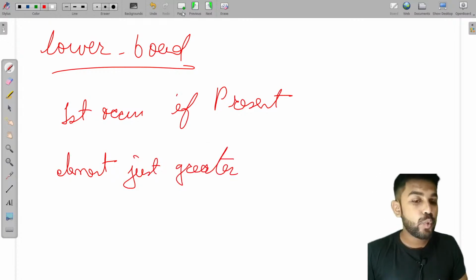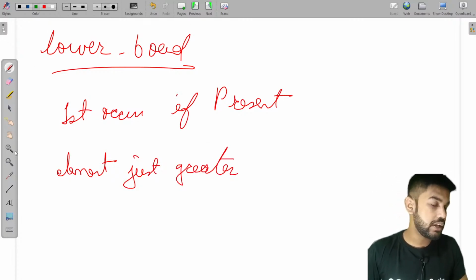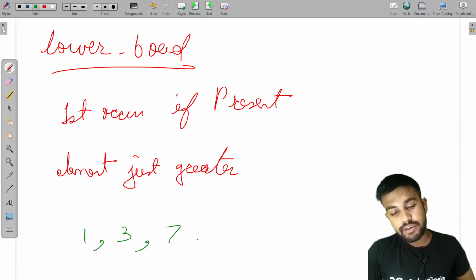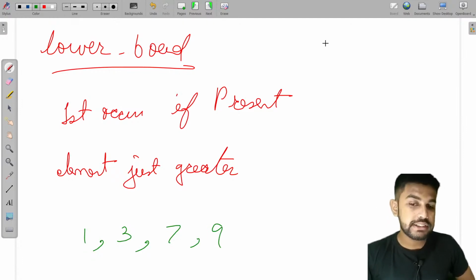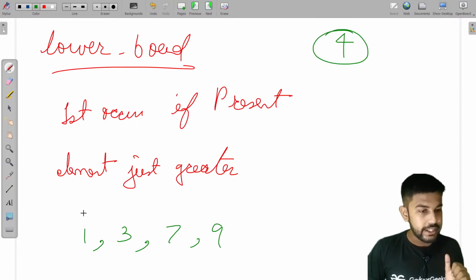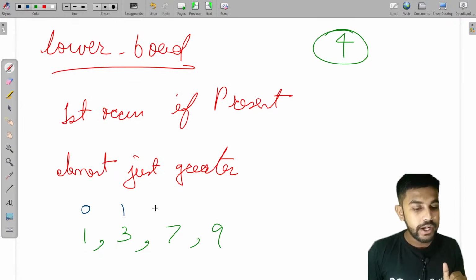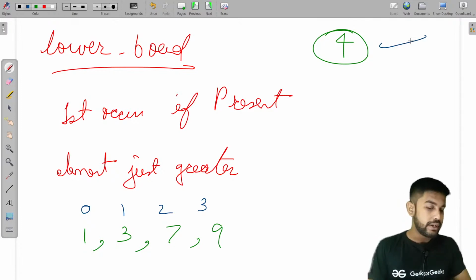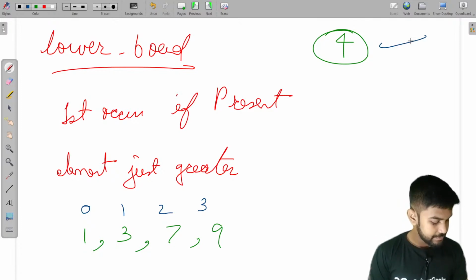Now quickly tell me what would be the lower bound value of this. Suppose we have 1, 3, 7 and 9, and suppose we are searching for 4 here. Can you quickly tell me which index would it return? The indexes are 0, 1, 2 and 3. We are searching the element 4. So what would lower bound return as the index? Quickly tell me.